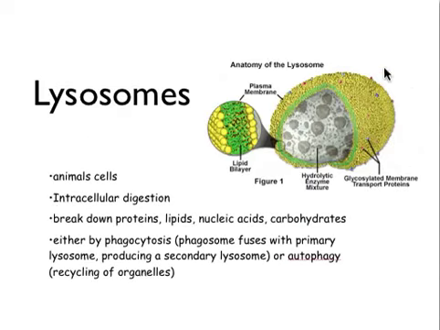Lysosomes. This is the anatomy of a lysosome. It has a lipid bilayer, as you can see. It exists in animal cells, basically. It's involved in intracellular digestion. So basically it breaks down proteins, lipids, nucleic acids, and carbohydrates inside the cell. It can either be done by phagocytosis, where phagosomes fuse with primary lysosomes and form a secondary lysosome, or by autophagy. So this is recycling of organelles, for example, mitochondria.